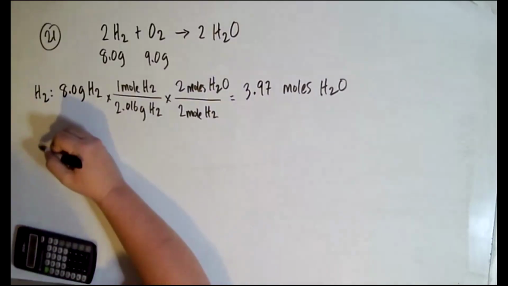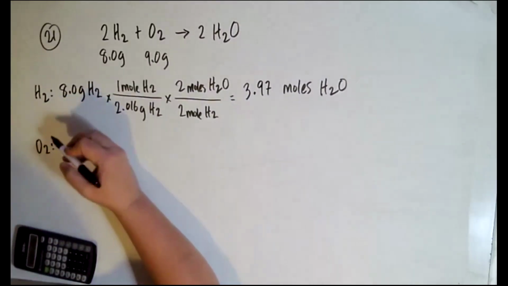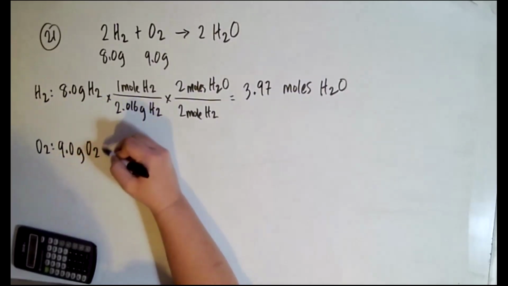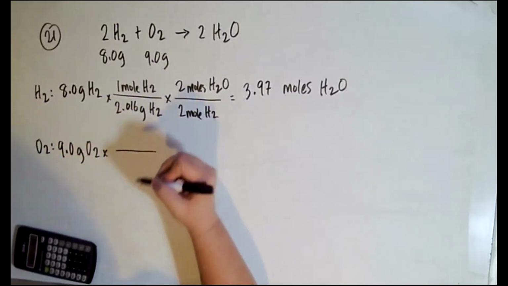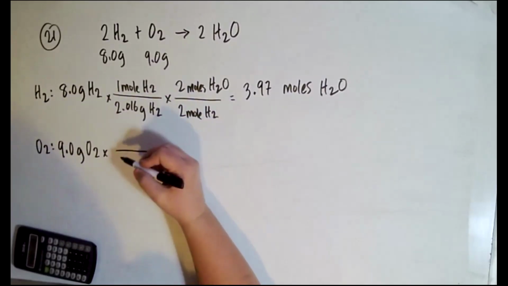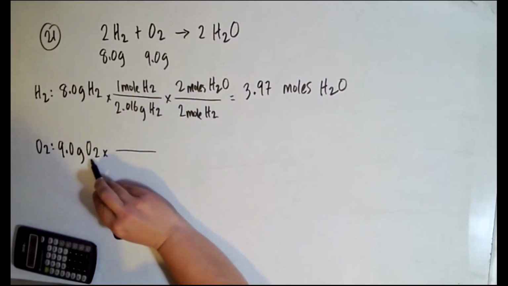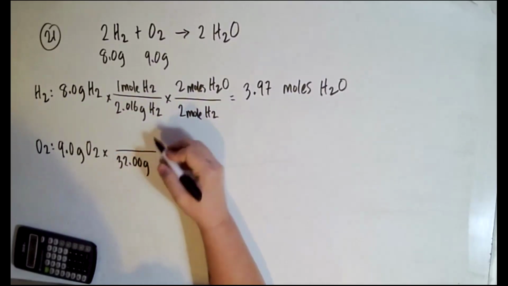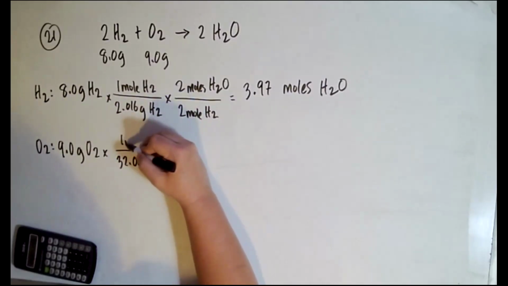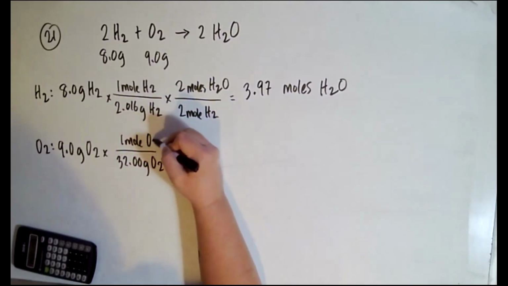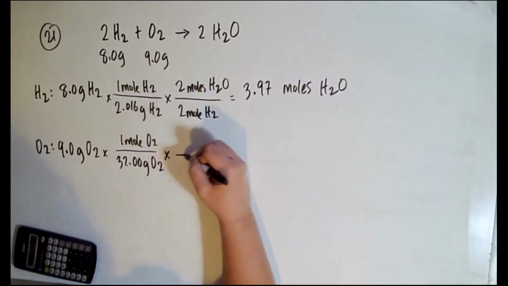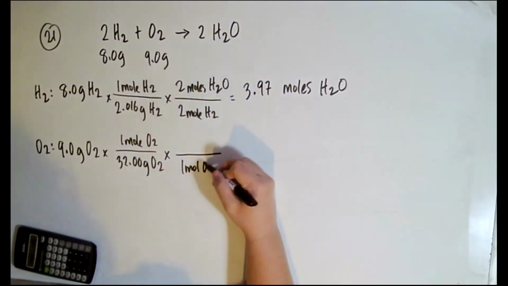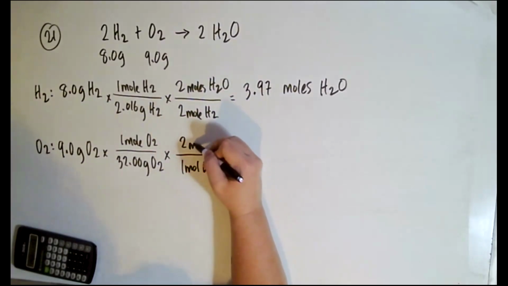Okay, now we have to do the same thing for the oxygen. We have 9 grams of oxygen. We know it's O2, so there's going to be 32 grams of O2 for every 1 mole of O2. And from our balanced equation, we know that every 1 mole of O2 is going to give us 2 moles of H2O.